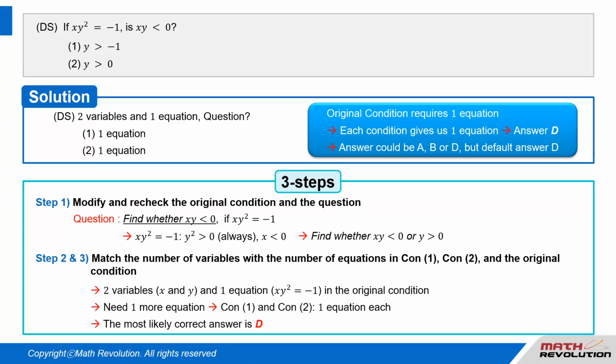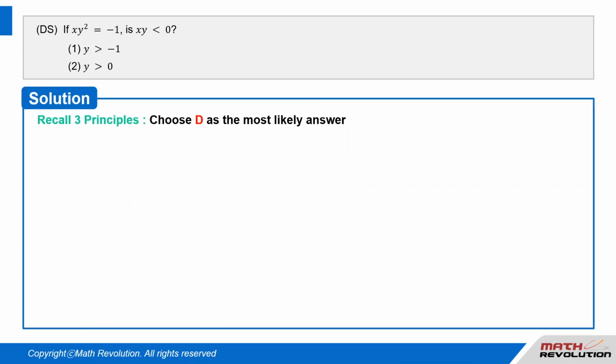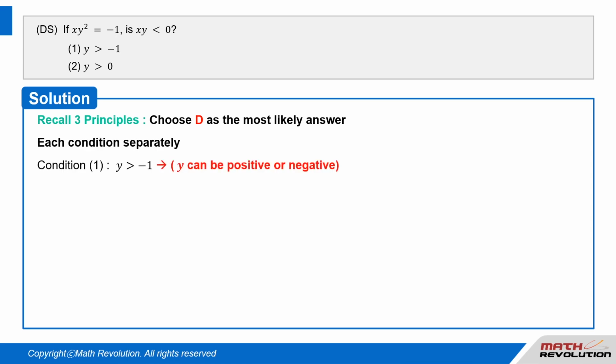From the original condition, we have two variables, x and y, and one equation. X times y squared equals -1. To match the number of variables with the number of equations, we need one more equation. Since conditions 1 and 2 will provide one equation each, D would most likely be the answer. Recall three principles and choose D as the most likely answer. Let's take a look at each condition.